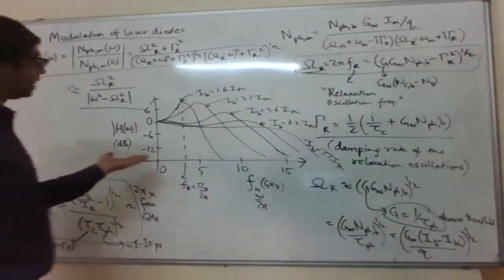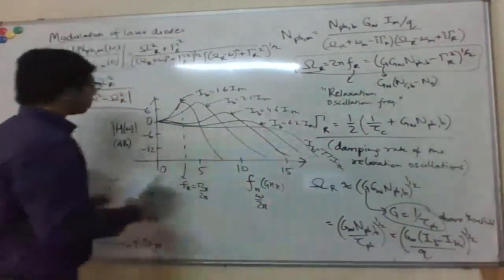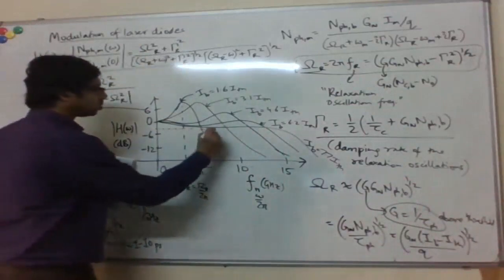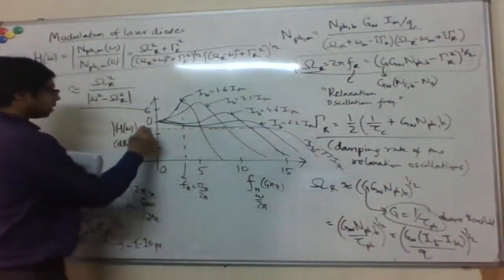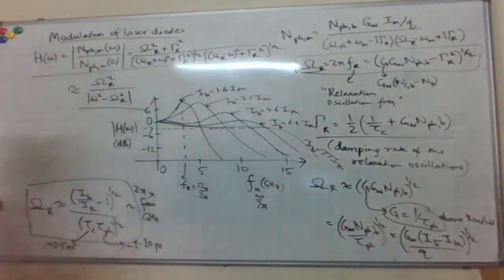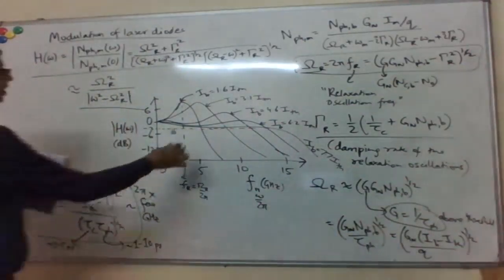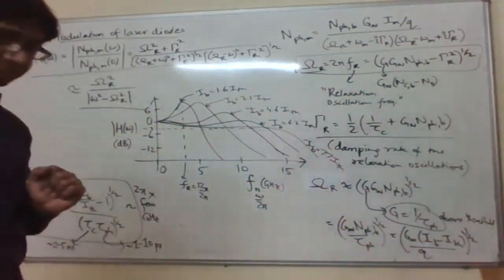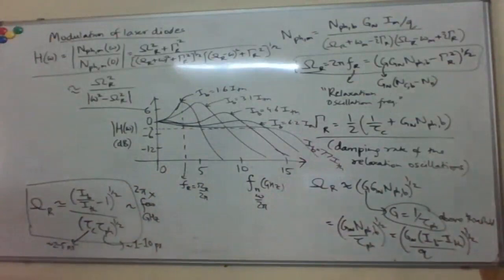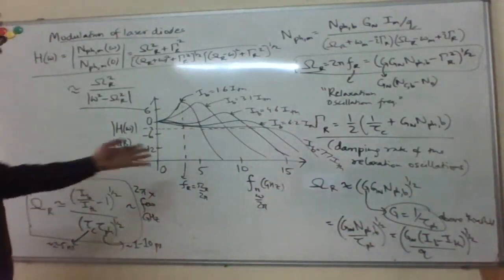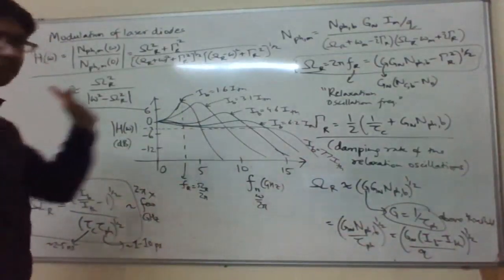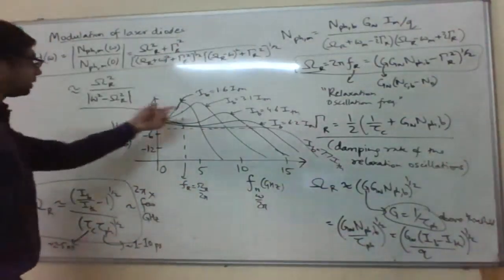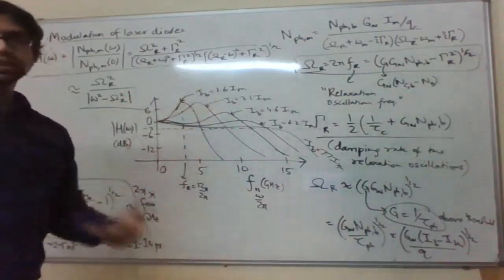And in effect the bandwidth: if I compute the bandwidth as the point at which this goes down by 3 dB, the bandwidth is increasing for increasing bias current. So the result is that if you want higher modulation frequencies, you have to bias it at a higher DC current.